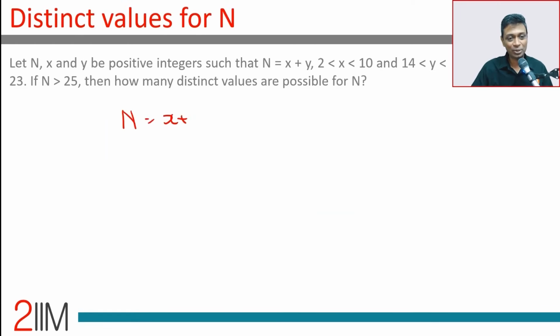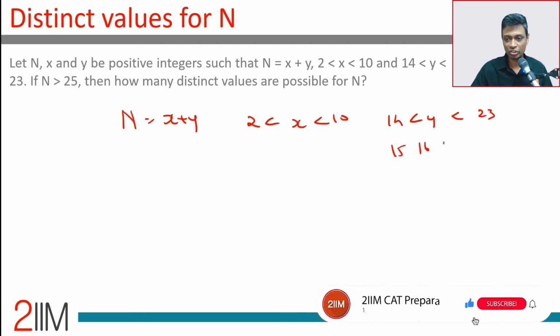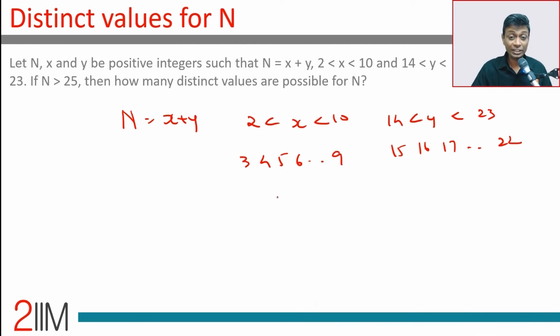When n equal to x plus y, 2 less than x less than 10, 14 less than y less than 23. So y is 15, 16, 17 all the way to 22, and x is 3, 4, 5, 6, all the way to 9. Then how many distinct values are possible for n? Lovely. Very simple question. n is greater than 25. What is the maximum value n can take? 9 plus 22 is 31. n can be 31. You do 8 plus 22, it can be 30.